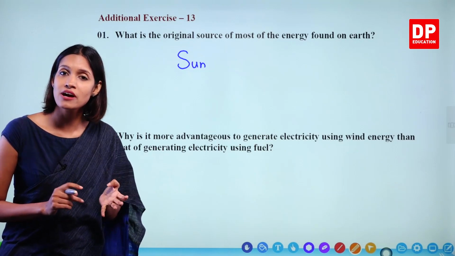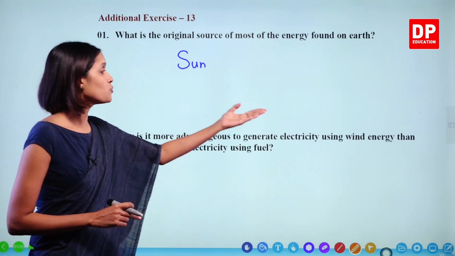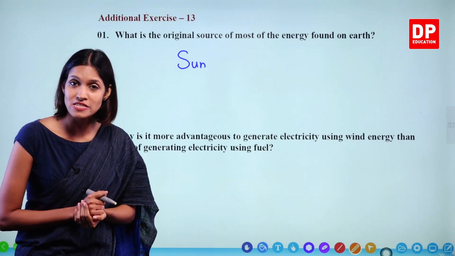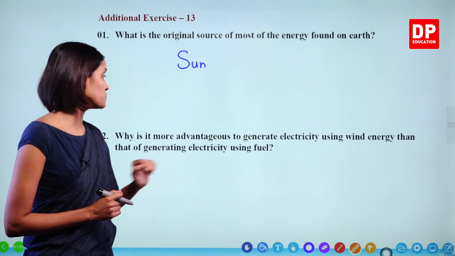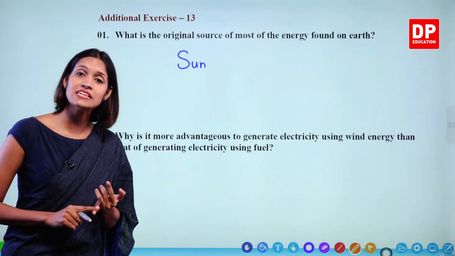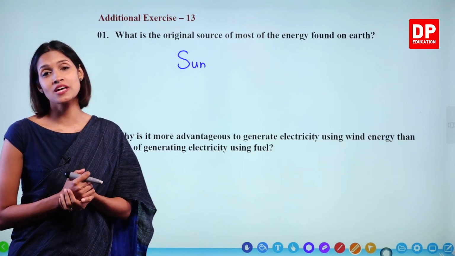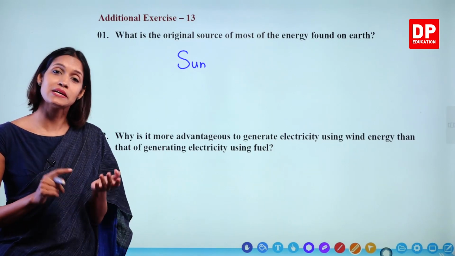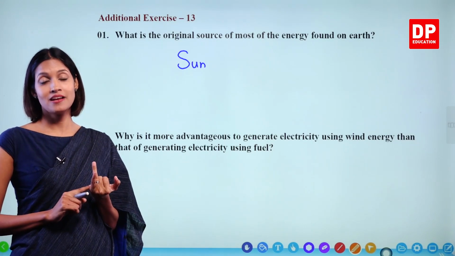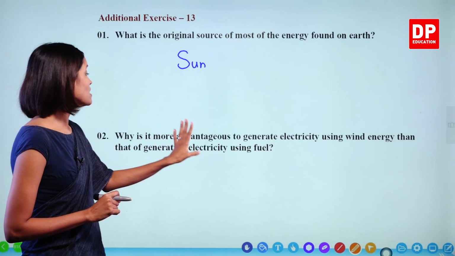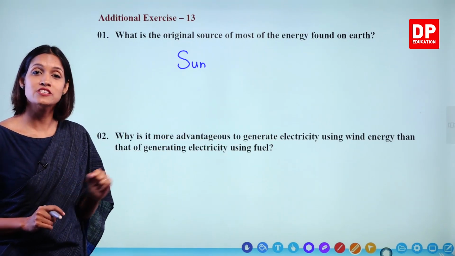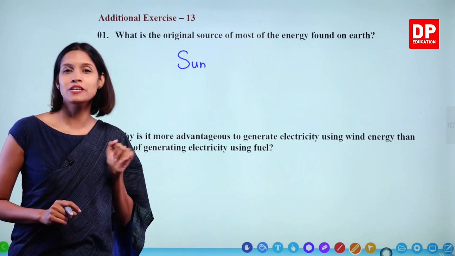When you consider environmental pollution, when you use wind energy to generate electricity, environmental pollution is minimized, right? But when we use fossil fuels, different types of fuels, what will happen? Let's say fossil fuels like coal or diesel, then what happens? A lot of harmful substances get released to the environment, like carbon particles, carbon dioxide, sulfur dioxide, etc. So when it comes to environmental pollution, wind energy is more advantageous because the pollution is minimized.